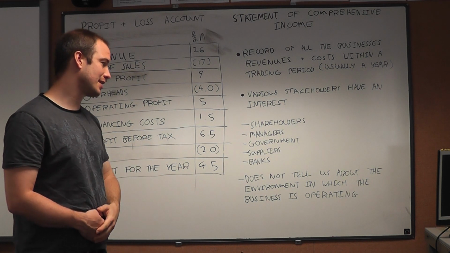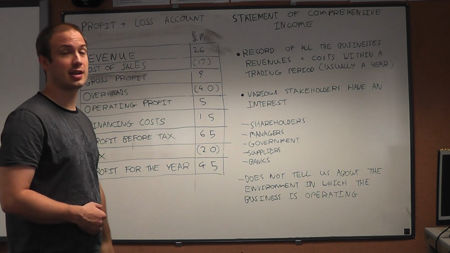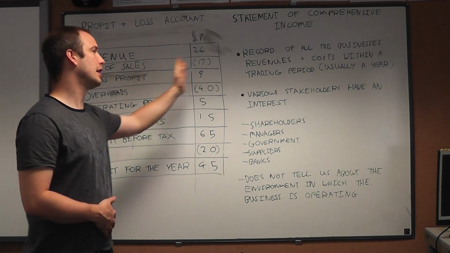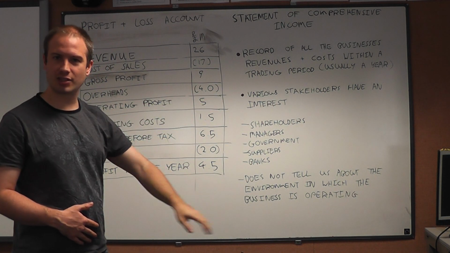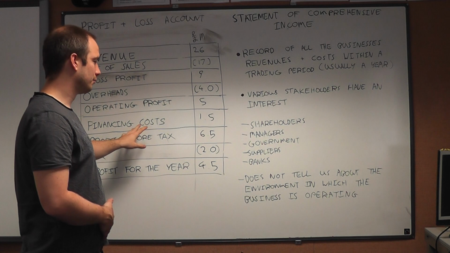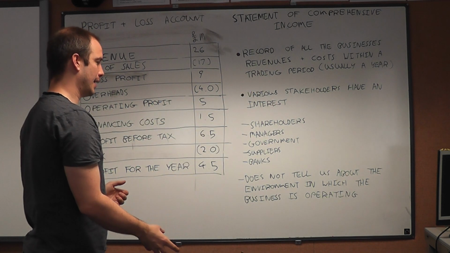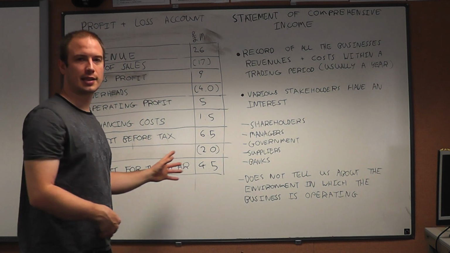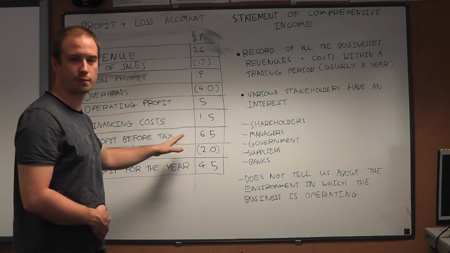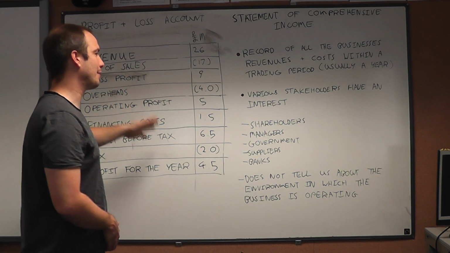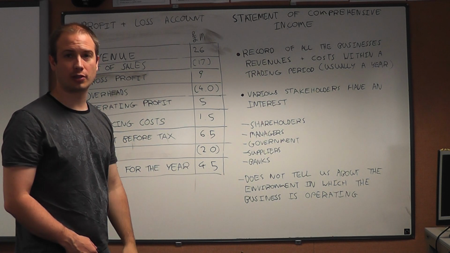And the other thing is, it doesn't tell us about the environment in which the business is operating. It doesn't tell us, unless you've got year-on-year profit and loss accounts, we can't see the trends that are happening. Or so you could if you have the various year-on-year statements. It doesn't tell us whether the business has become unpopular, what's happening in terms of marketing. It doesn't tell us what's happening with the other stakeholders. So there are limits to the profit and loss account.